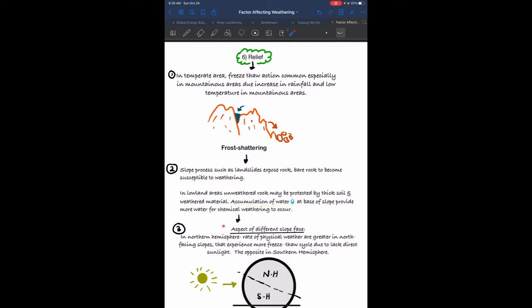Thirdly is the aspect of the different slope faces. In the northern hemisphere, the rate of physical weathering is greater on north-facing slopes, which experience more freeze-thaw cycles due to lack of direct sunlight. The opposite occurs in the southern hemisphere, where chemical processes are rarer.